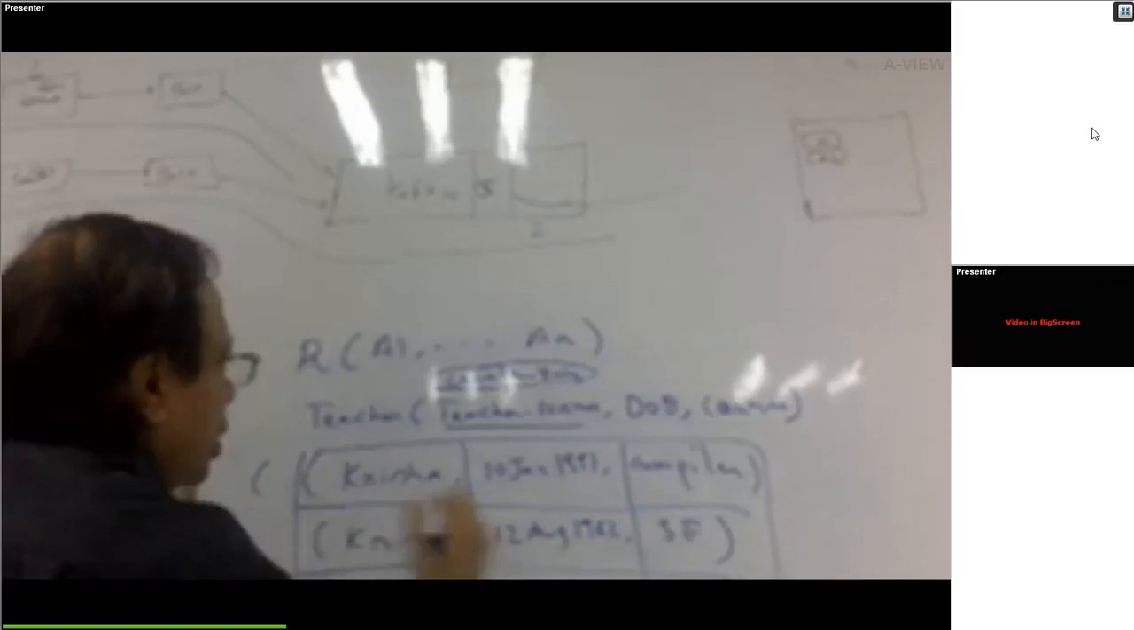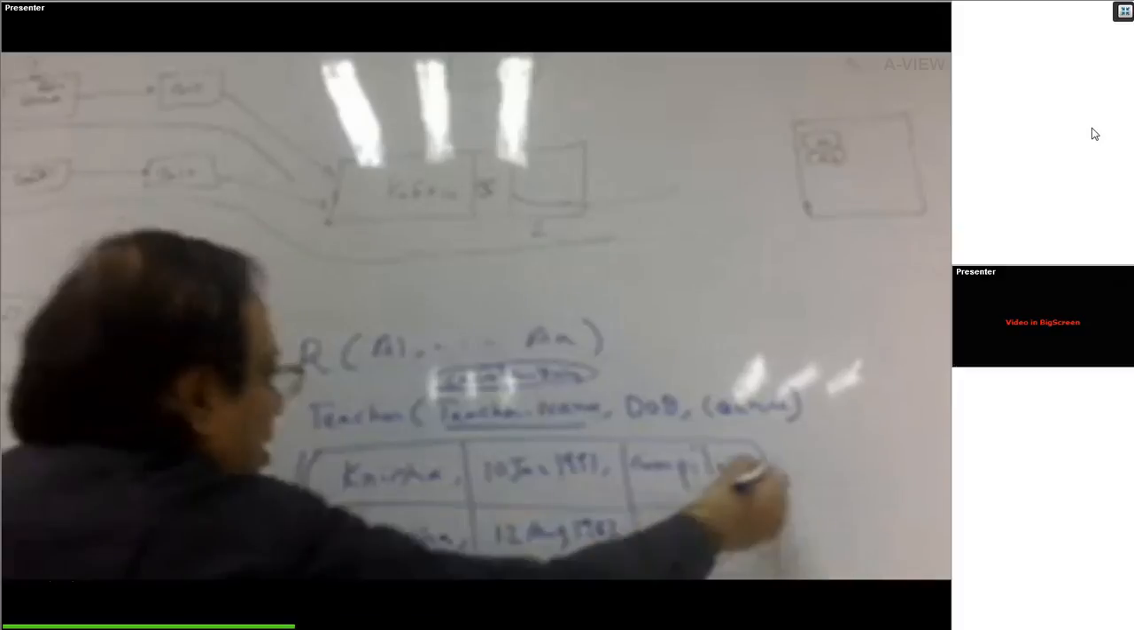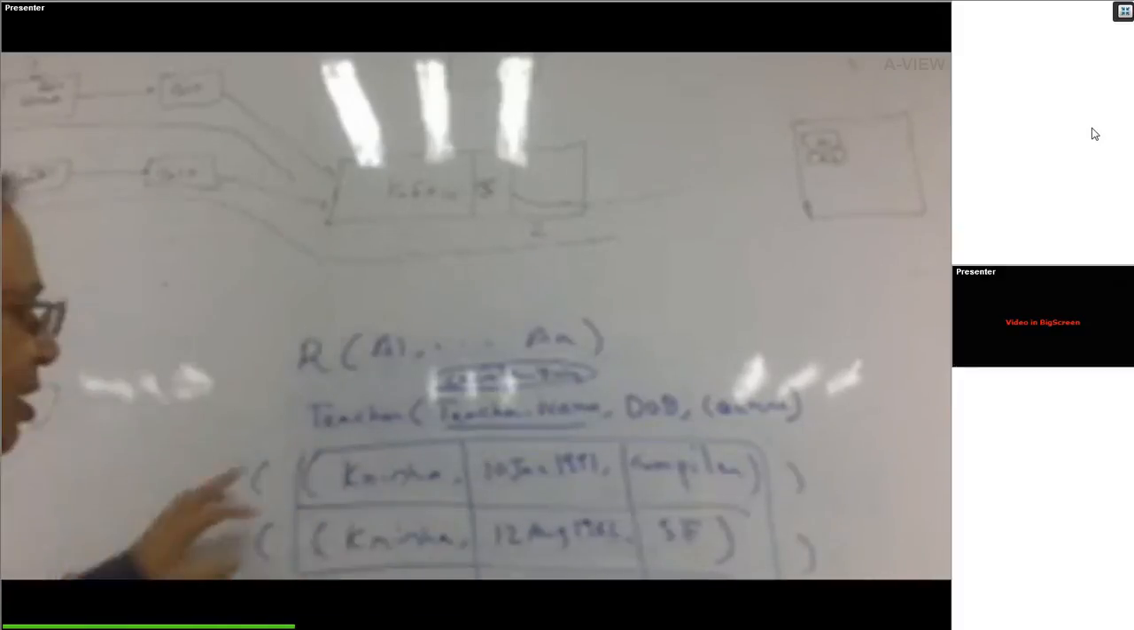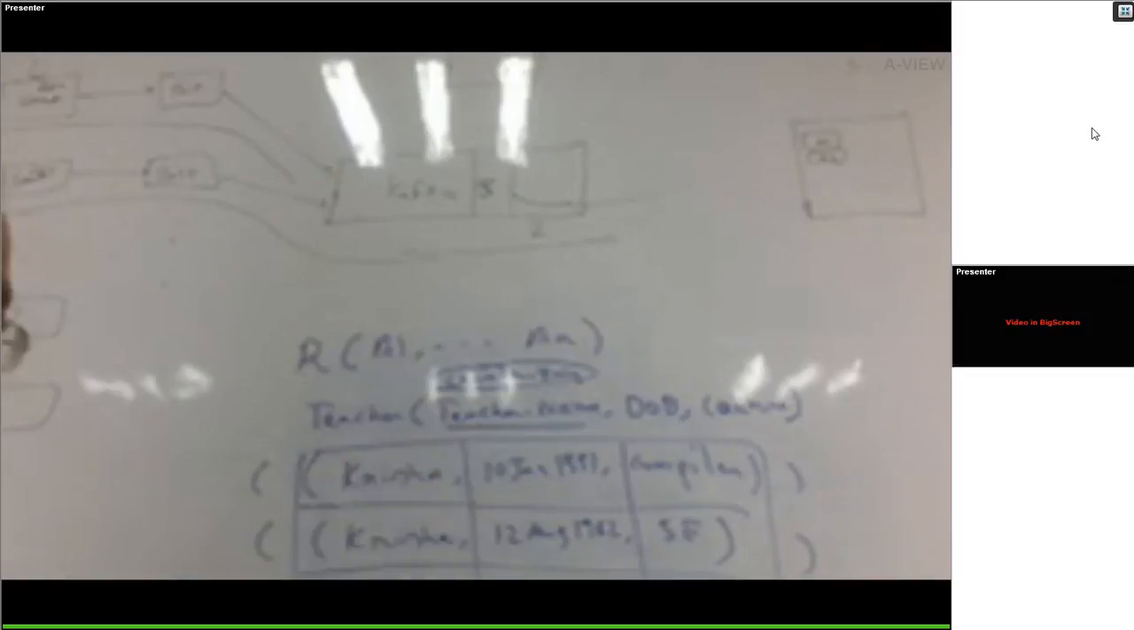Now these are the two tuples. We are allowing these two tuples to have the same name. Hence, this cannot be the key attribute. Once something is a key attribute, it cannot take the same value in two tuples. It has to be unique.